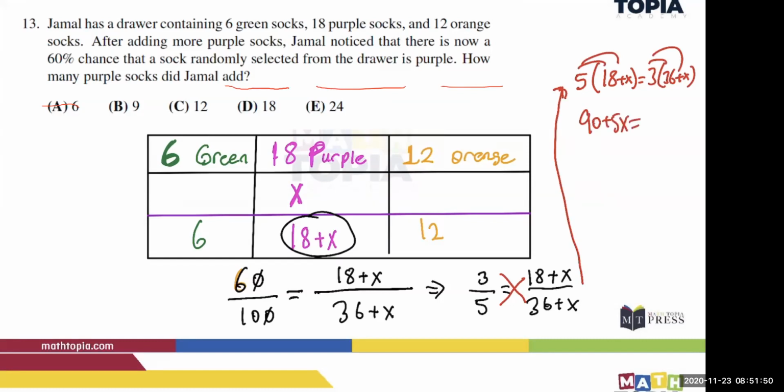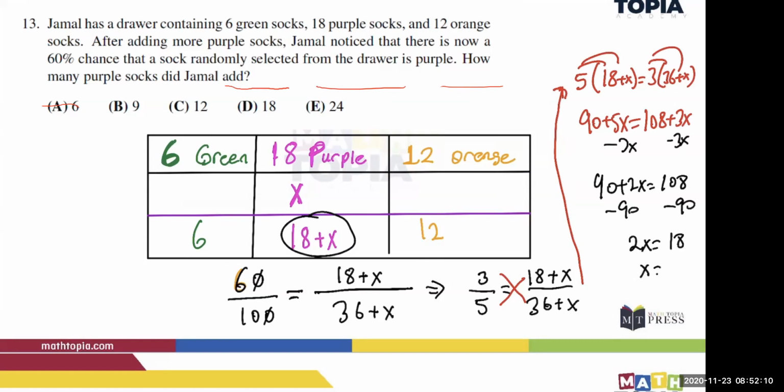Equals 108 plus 3X. Then 5X equals 18 plus 3X. So 90 plus 2X equals 108. 2X equals 18. Then X is 9. Okay. So he added 9 purple socks. That is nice, understandable. We use algebraic manipulation, but it's also understandable, right? So, great.